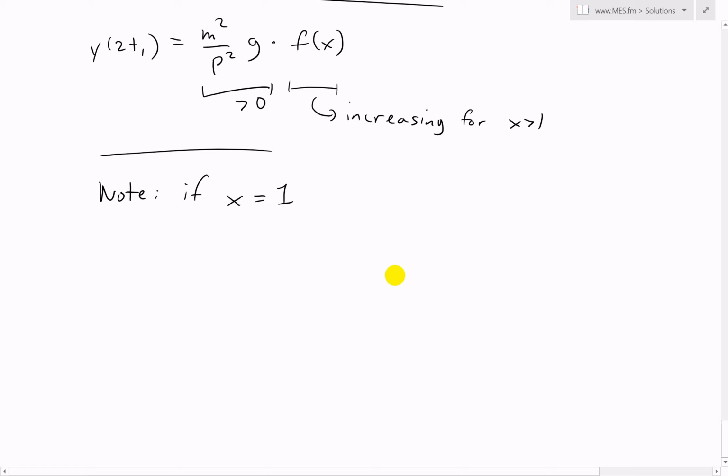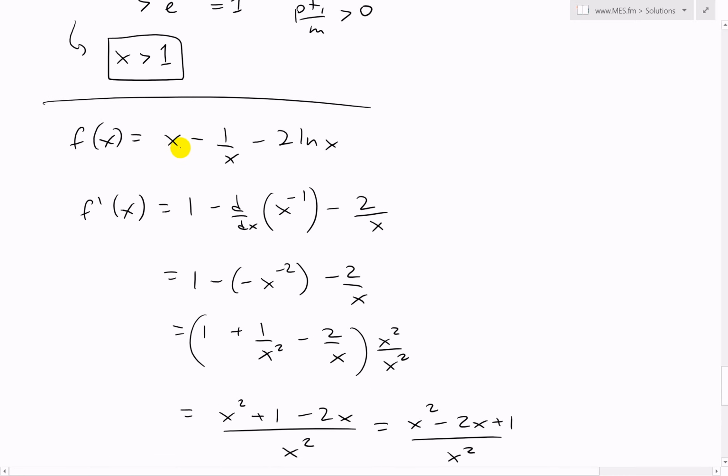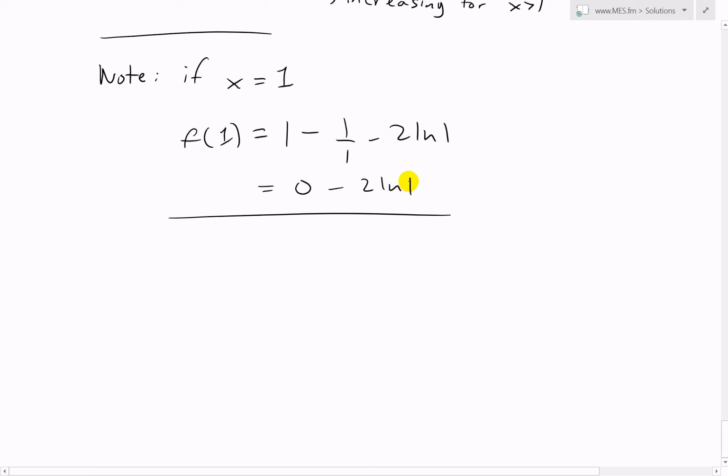If it is equal to 1, we can easily see what f of 1 is equal to. Let's look at our function again. Our f of x function is x minus 1 over x minus 2 ln x. Just plug that in: 1 minus 1 over 1 minus 2 ln 1. So 1 minus 1 is 0, and this is a 2 ln 1. I'll put a bracket to make it look a bit clearer.